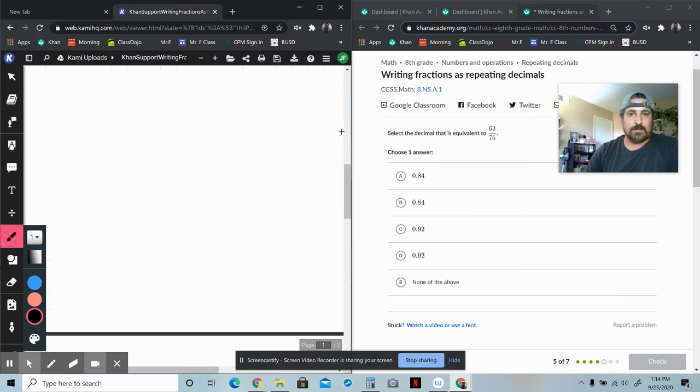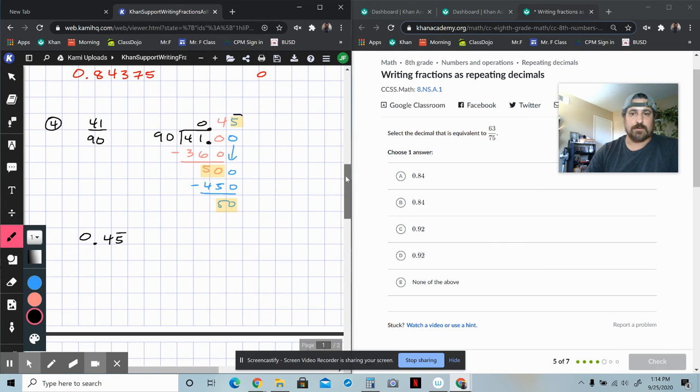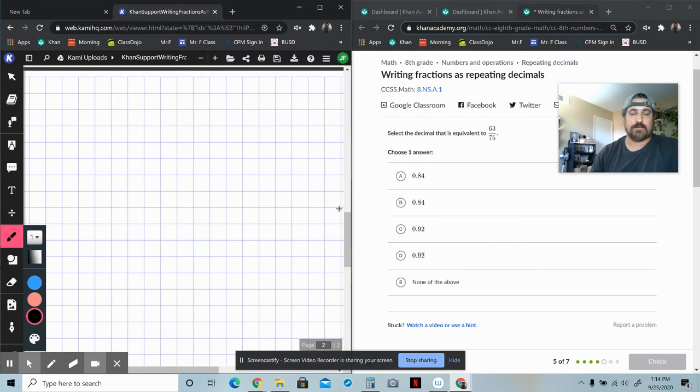So this next problem that we're going to do is 63 over 75. So in this one here, you got number 5? Yeah, number 5. You got 63 over 75, which means we're going to have 63 divided by 75. And 75 is not too bad to work with, right? You guys all know 75 pretty well.